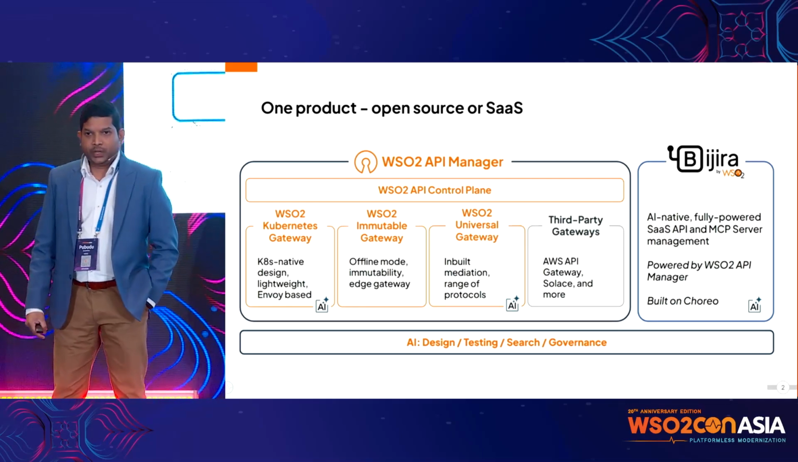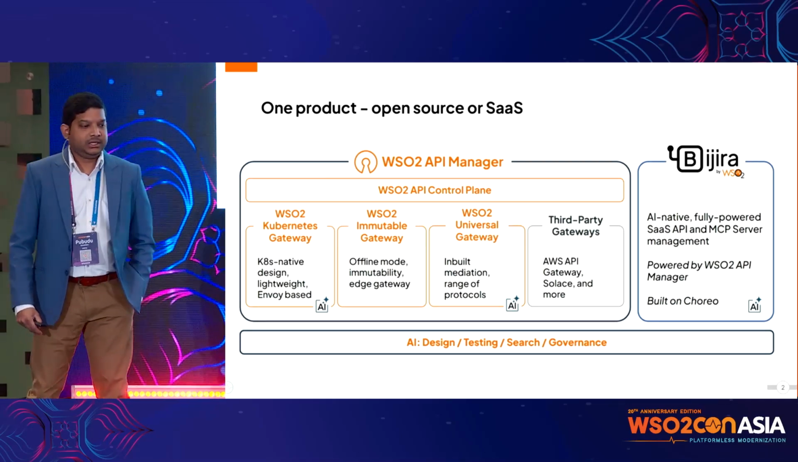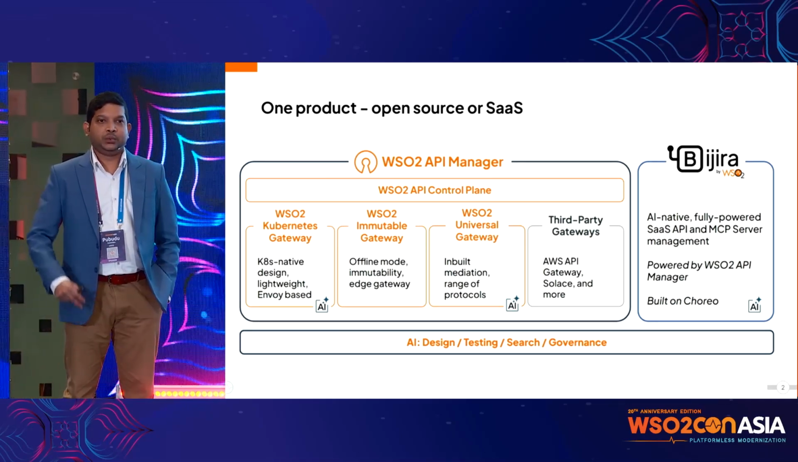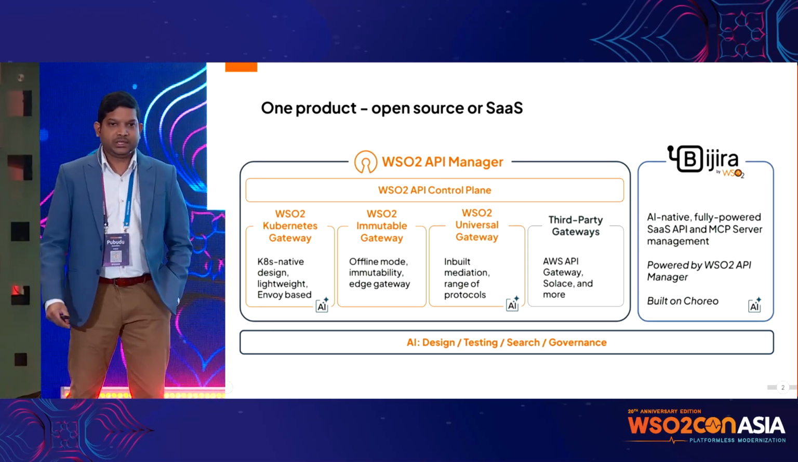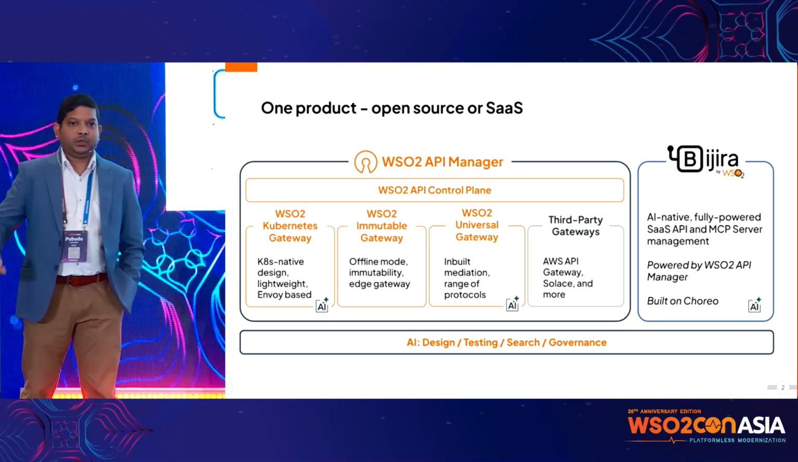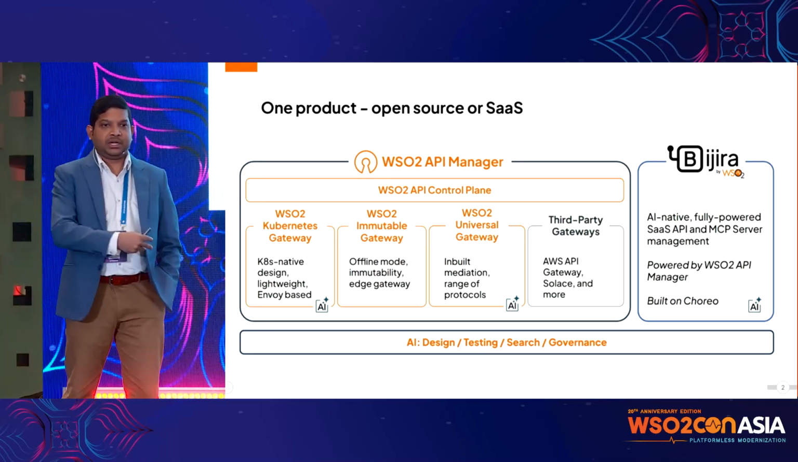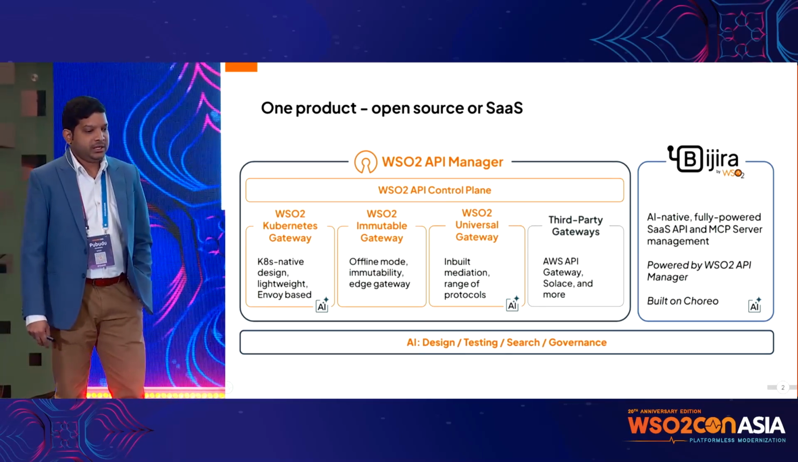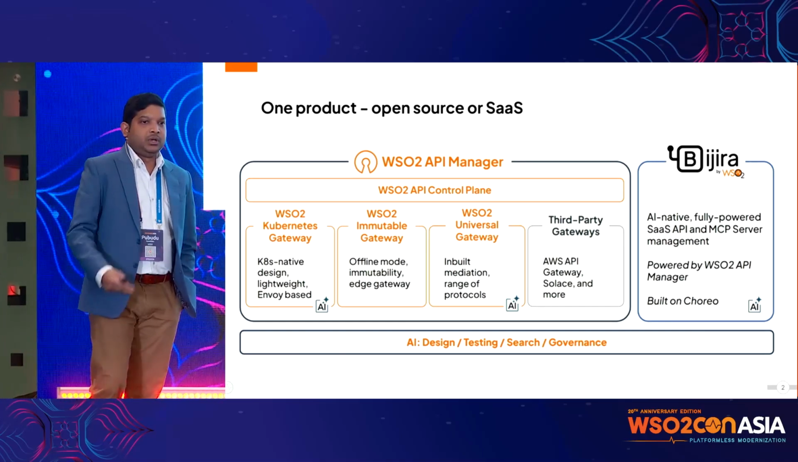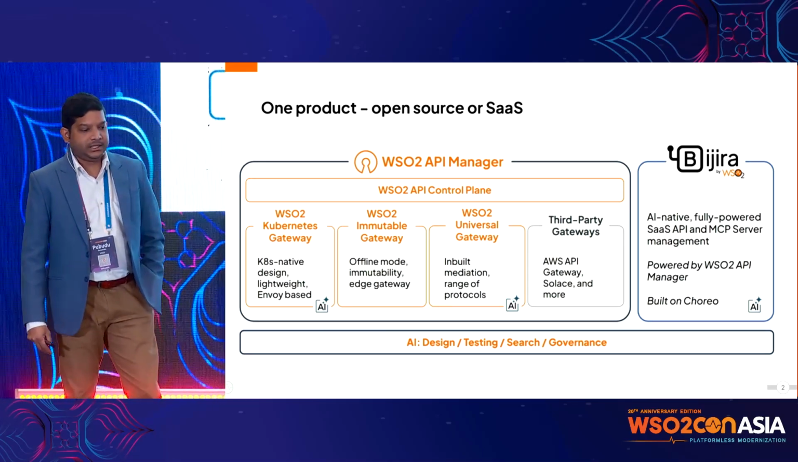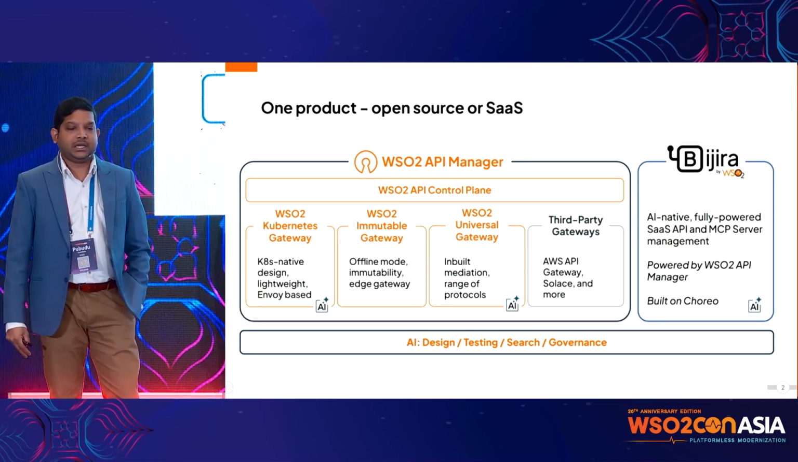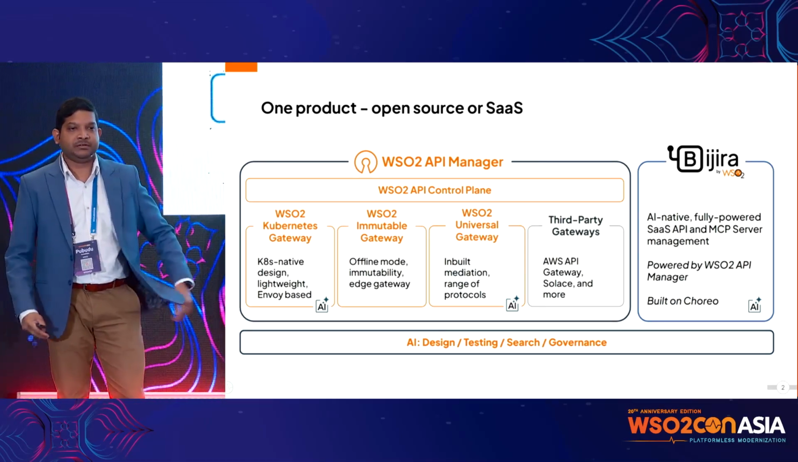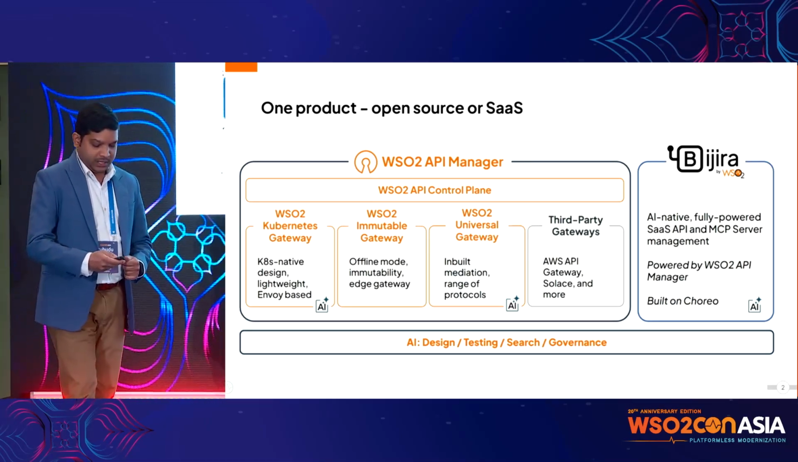Right now we have the on-prem API manager version, which has support for multiple API gateways, and we launched Bijira last March, as Chris explained. It is more focused towards AI native, and we are bringing more features on the AI landscape. Now we have MCP server features.